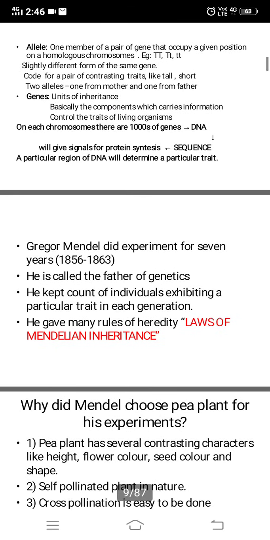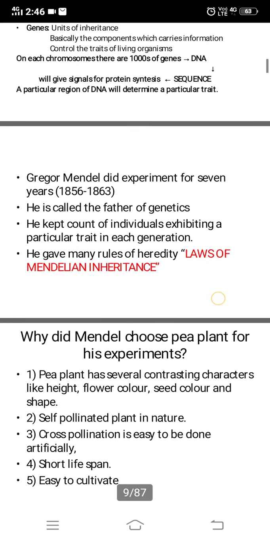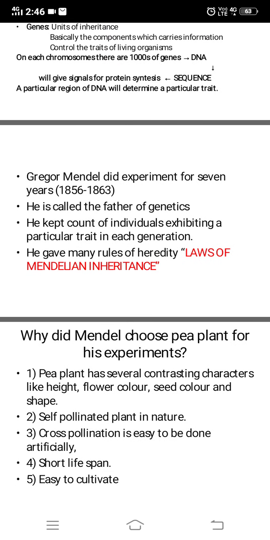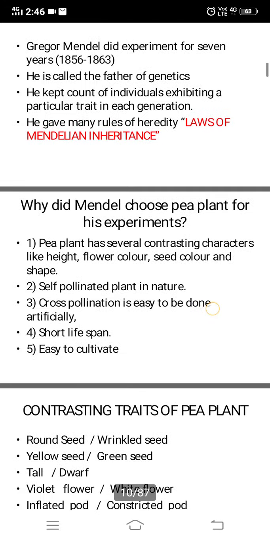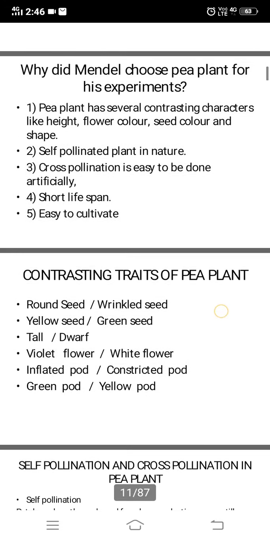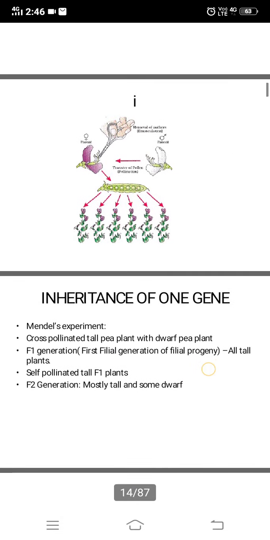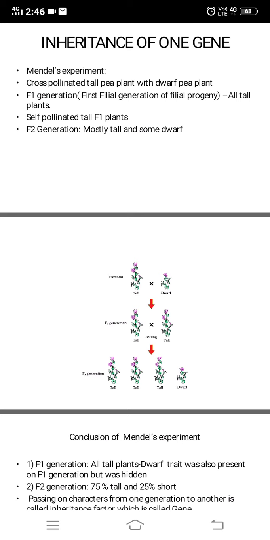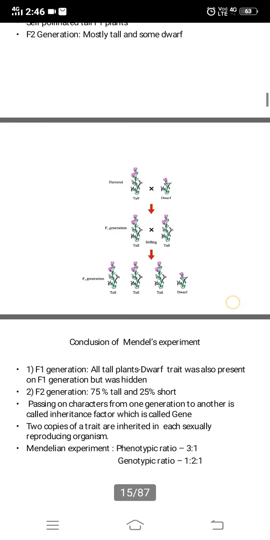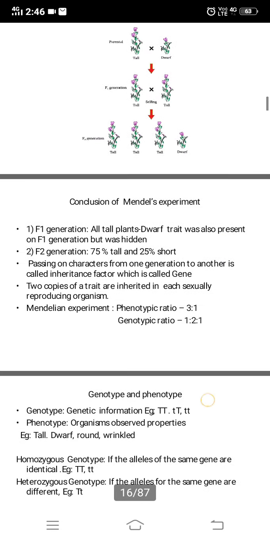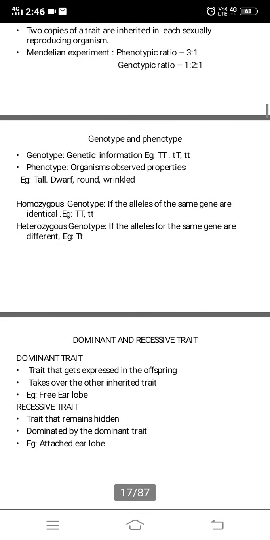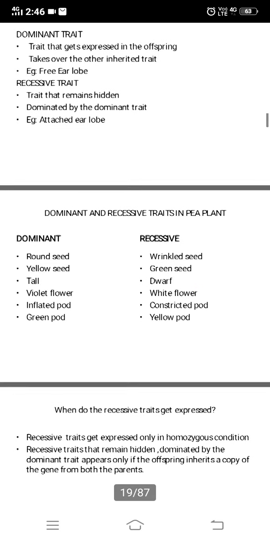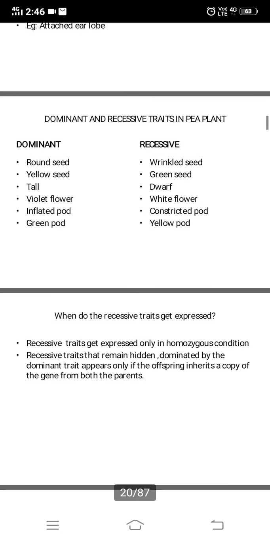Then we learned that genes are the units of inheritance. We learned about Mendel's monohybrid cross and why Mendel chose the pea plant. Mendel's monohybrid cross is the inheritance of one gene, in which the phenotypic ratio was 3:1 and the genotypic ratio was 1:2:1. Then we came to some of his laws after dominant and recessive. Dominant means the dominating character, and the other one is the recessive character.